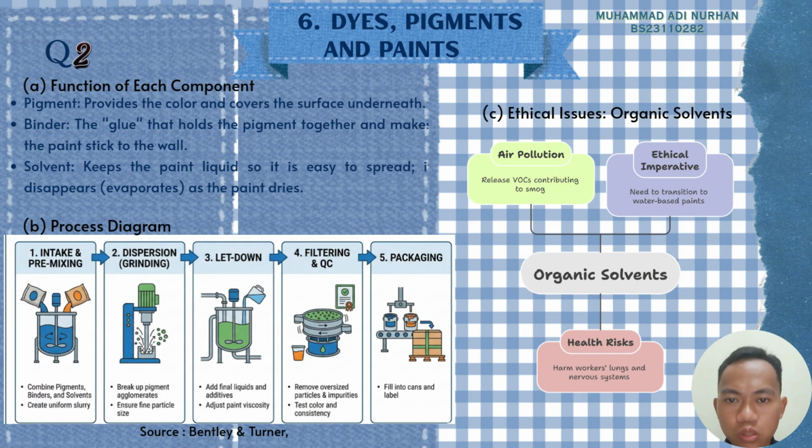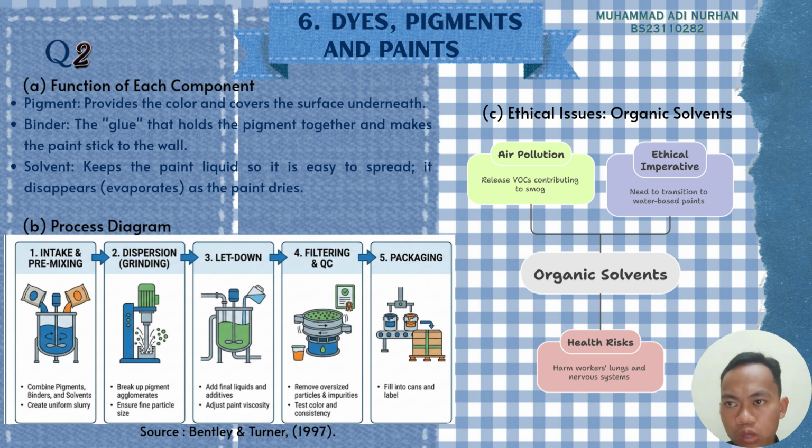Moving on to question 2, we will look at the detailed chemistry involved in paint production. A high-performance paint is defined by three functional components: the pigment, which provides color and the hiding power needed to cover a surface. Next, the binder, often called the film former, which acts as the glue to hold the pigment together, and the solvent, which adjusts the viscosity for easy application and must evaporate perfectly to allow for a smooth finish.